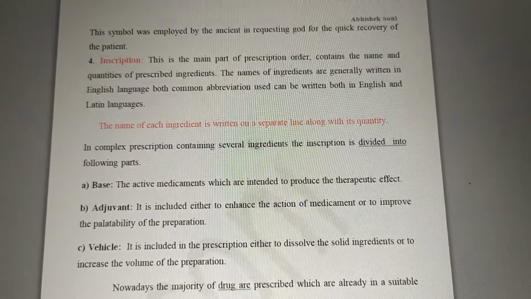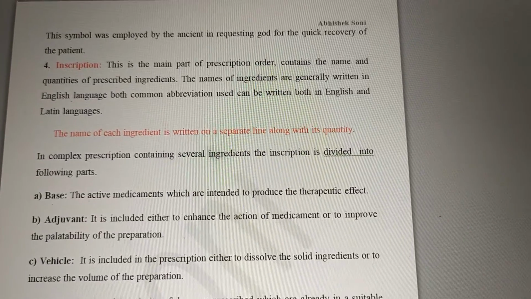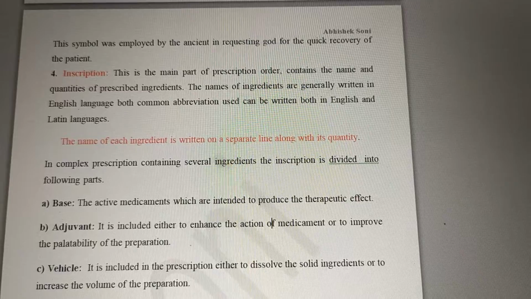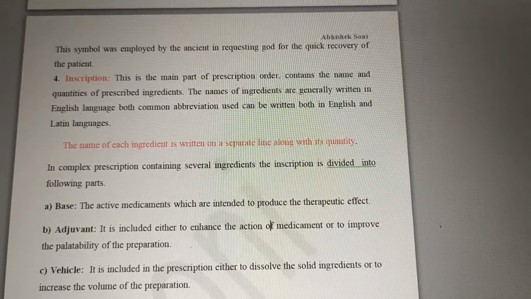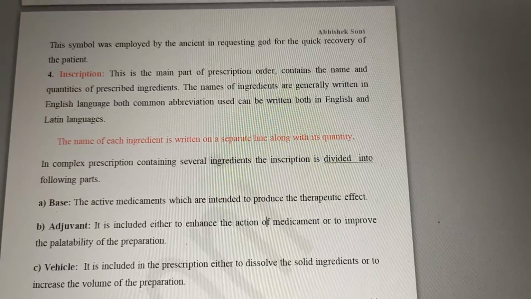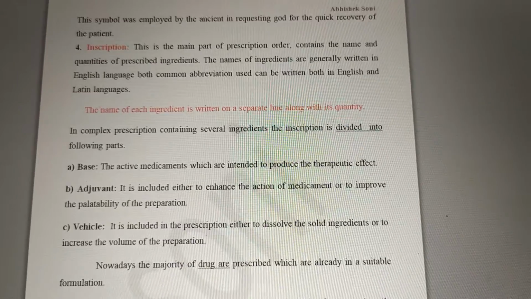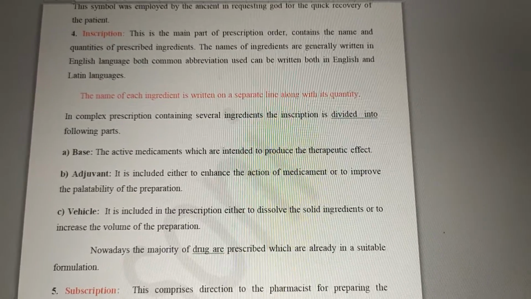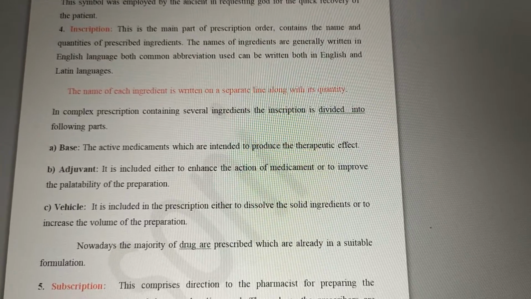Fourth one is inscription. This is the main part of the prescription order, containing the name and quantity of prescribed ingredients. The names of ingredients are generally written in abbreviated form, which contains both English and Latin language. The name of each ingredient is written on a separate line along with its quantity.